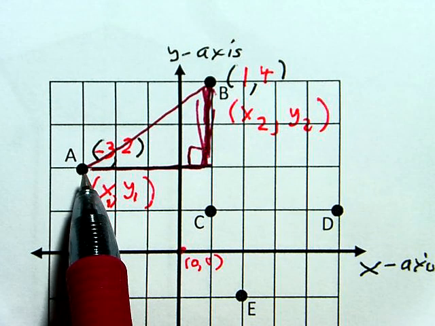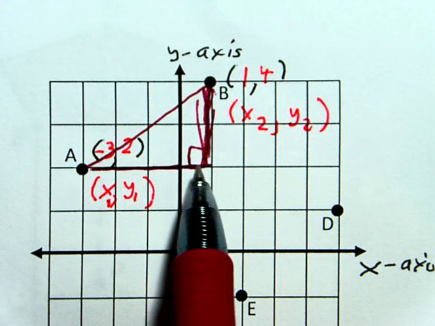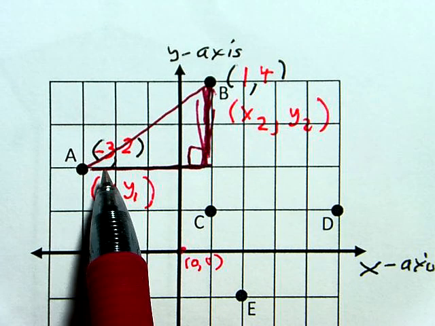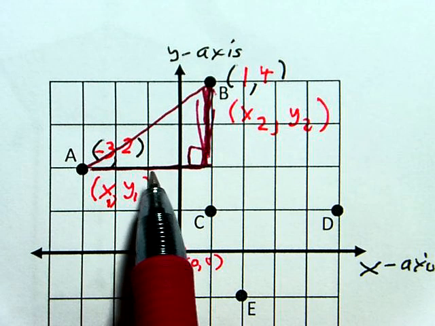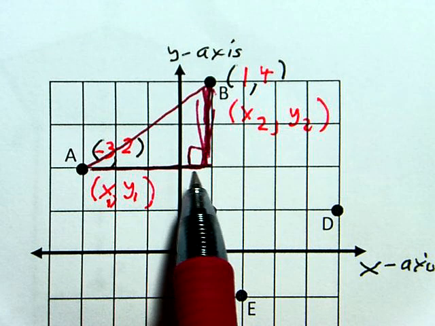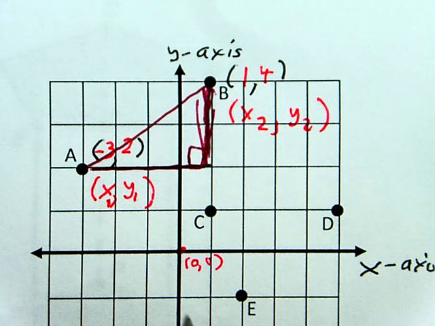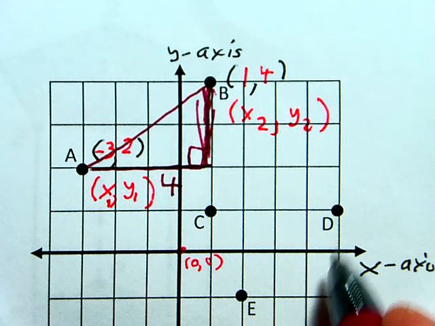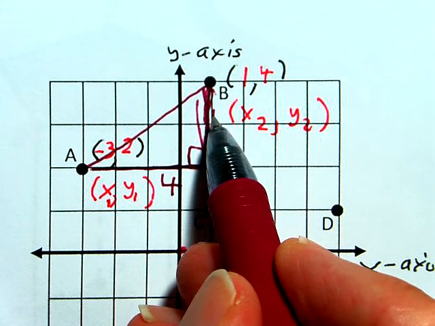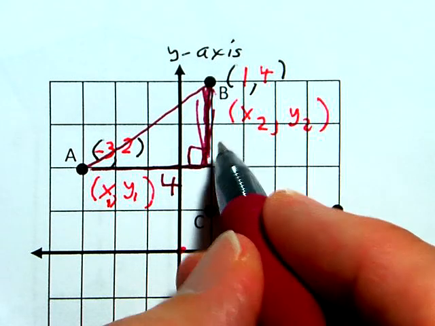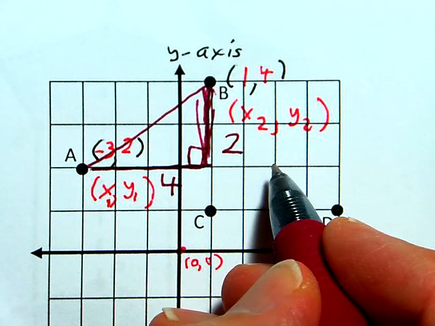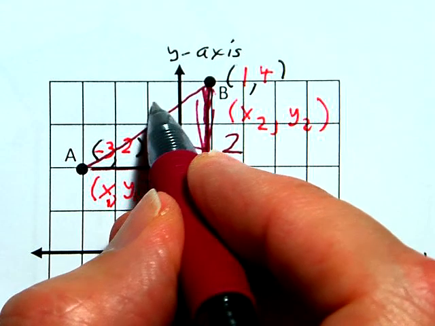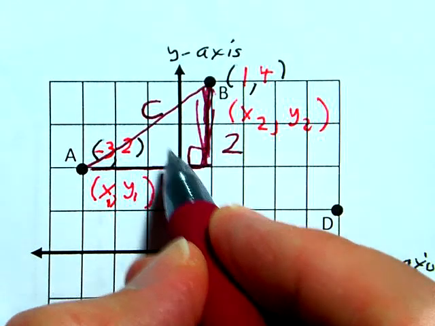So let's count and see what are the lengths of the two sides of this right triangle. Remember, the sides are adjacent to the right angle. So this side here is 1, 2, 3, 4 in length. So let me go ahead and label this with a length of 4. Okay, and this side here is 1, 2 in length. So let me label that with a length of 2. Well, remember, the two legs are A and B. The hypotenuse, which we don't know, is C.